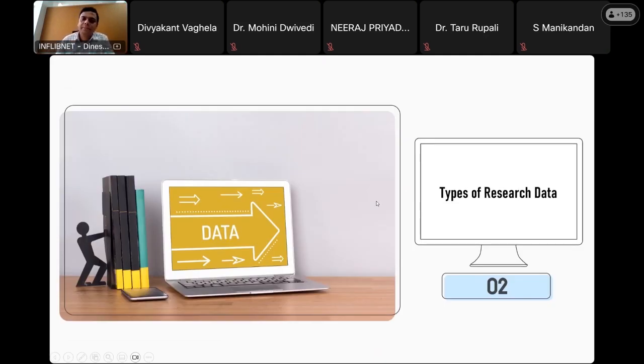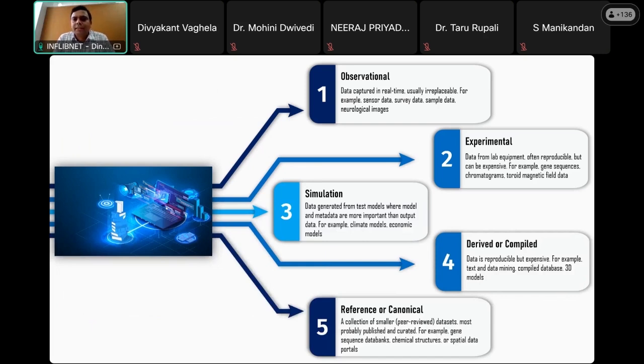So what are the different types of research data? Based on the different types of research carried out in different institutions, or by different persons, like someone is doing research in science and technology, someone in engineering, someone in social science, based on the subject area there are different types of research data available. Specifically, we'll talk about social science research. So the first one is the observational type of data.